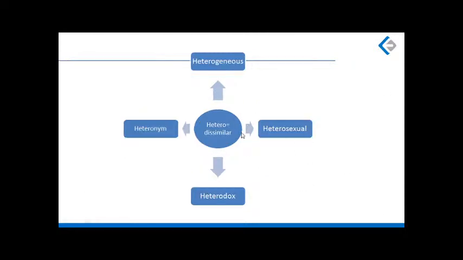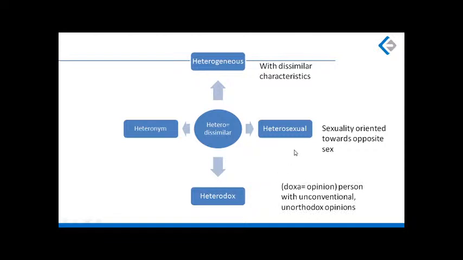Hetero, I've already said. Dissimilar, heterogeneous, does not look similar, things that are very dissimilar. Heterosexual, where the sexuality is oriented towards the opposite sex. Heterodox, a person with unconventional, unorthodox opinions. What does the word come from? It comes from the root doxa, opinion.